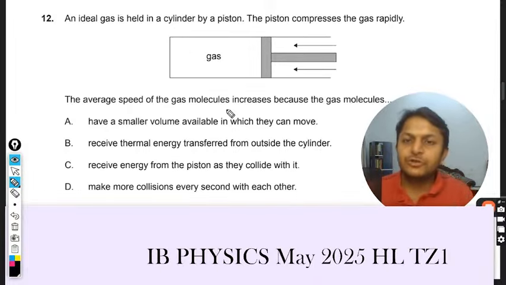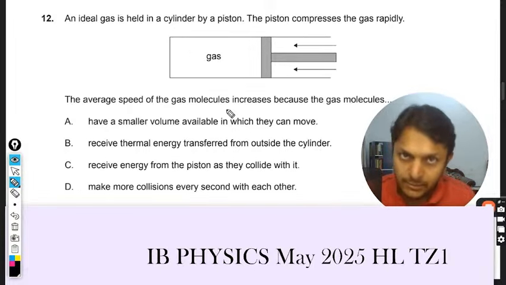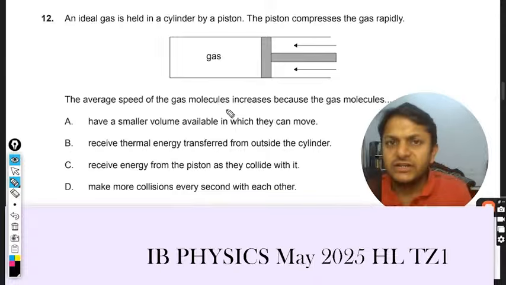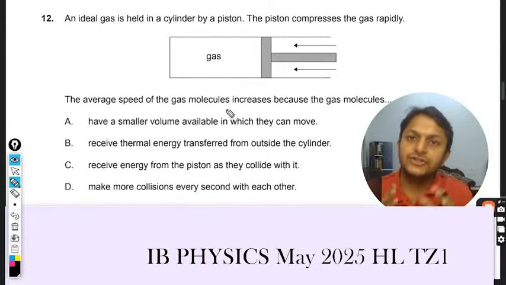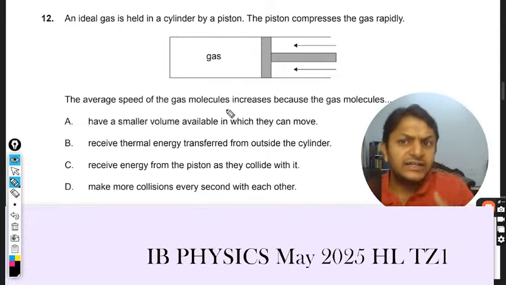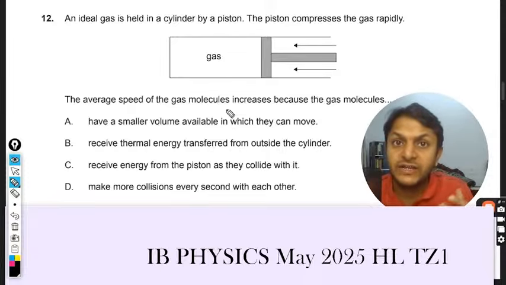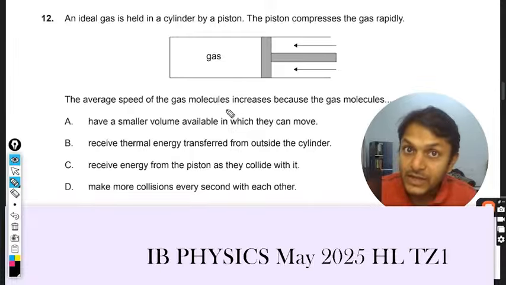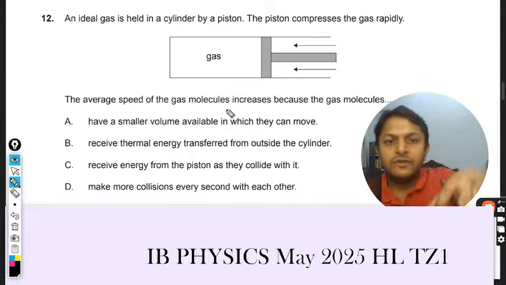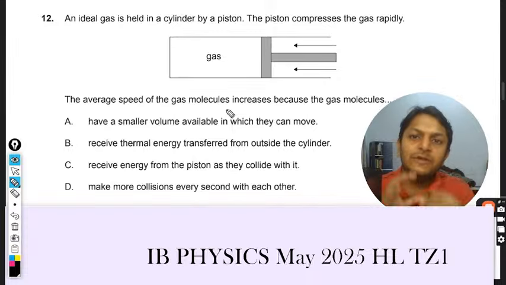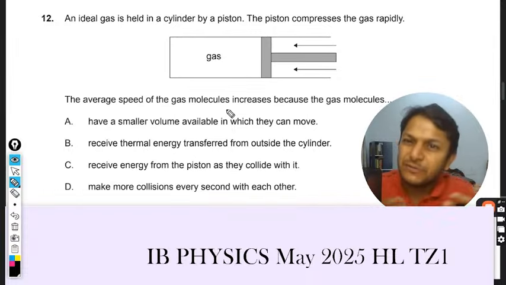So what happens in this process is gas molecules are getting heated up. And the more the temperature, the more the average kinetic energy of the molecules becomes. So we can clearly say that the average speed of the gas molecules will increase. So actually the temperature of the gas is increasing. Okay, so before even moving into the options here, let me explain this process a bit more.